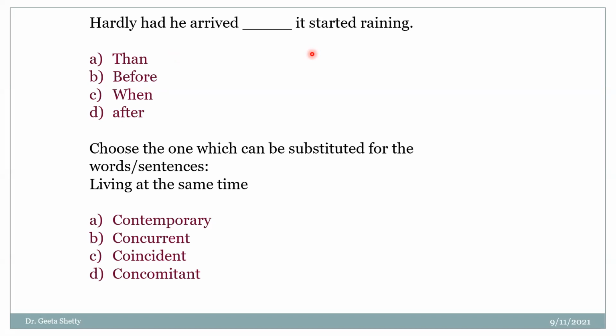Dan is right. It is "than." Okay, "than." See, now here you can get confused. So therefore, please refer to these adverbs. "Hardly had he arrived, than it started raining." It is not "then," it is "than."